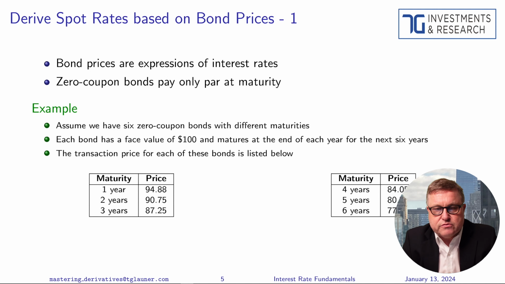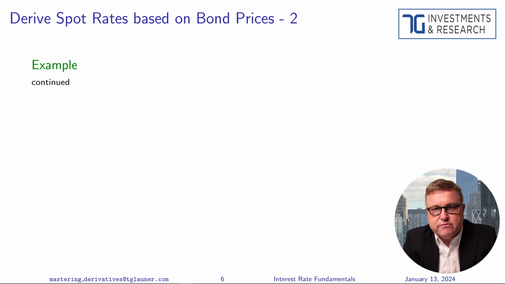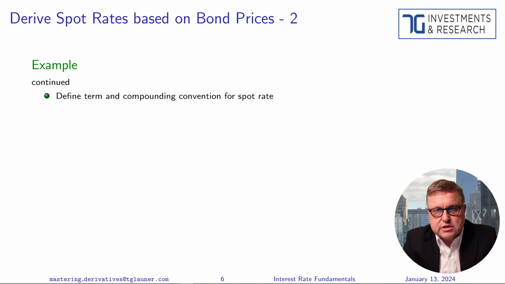We also have examples for longer maturities up to 6 years, for which you would pay $77.63 today and receive $100 back after 6 years. From these prices, we can derive a term structure of interest rates. We assume that there is no credit risk in these bonds. First off, we need to clarify what type of rate we are calculating. In this case, we use an annual rate with annual compounding to establish our discounting methodology.